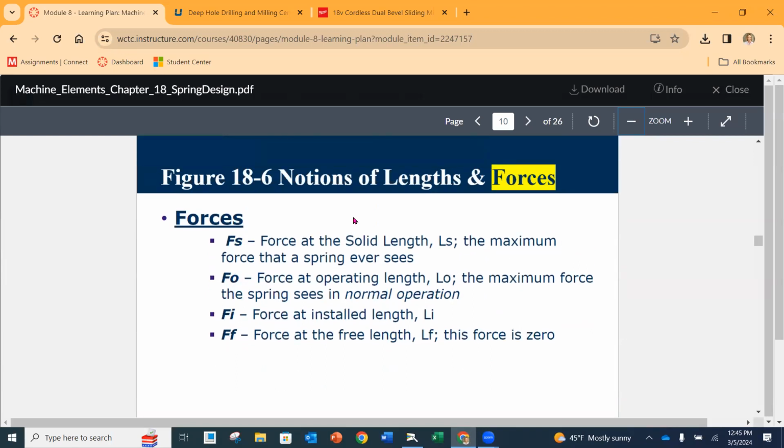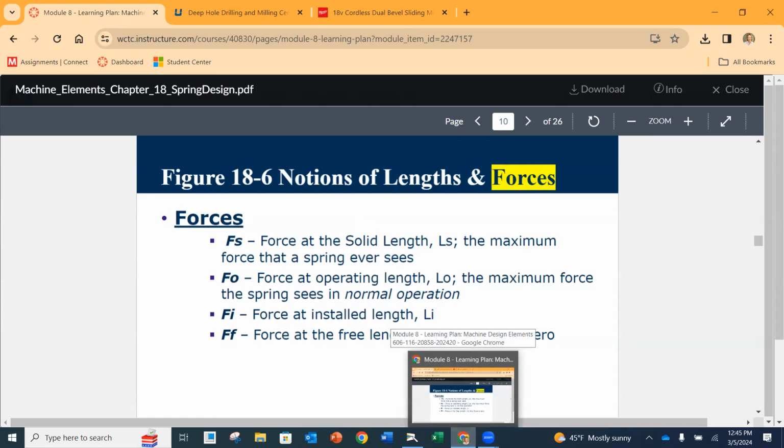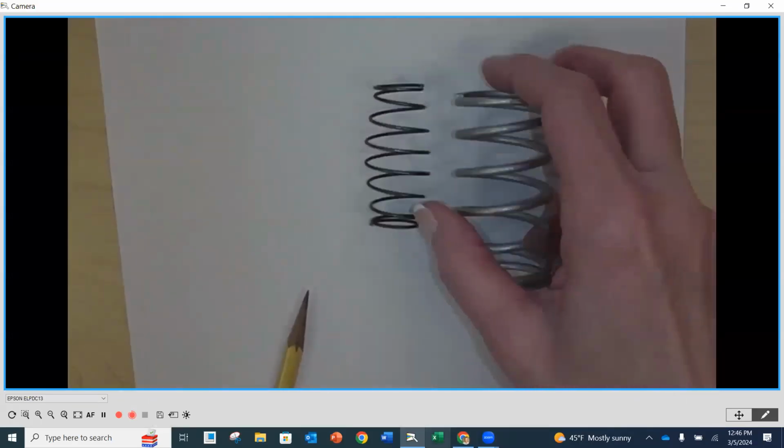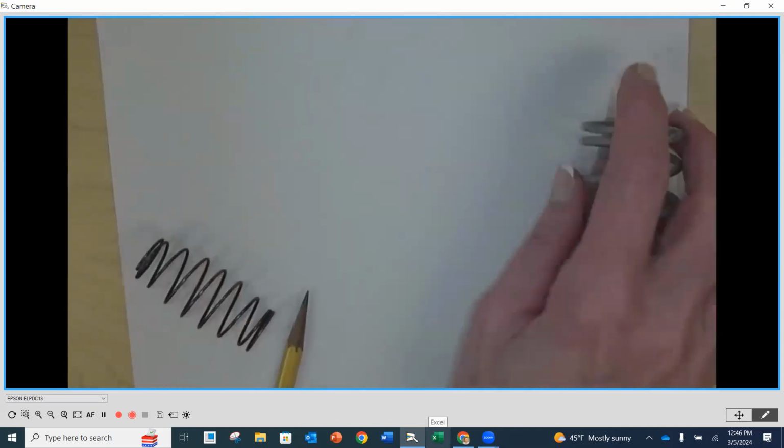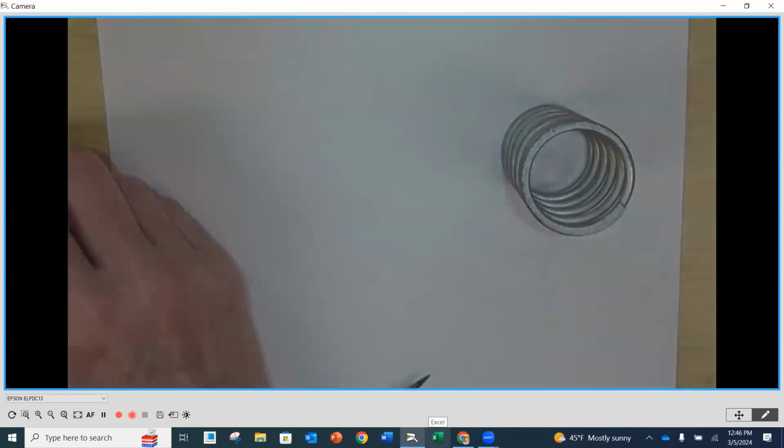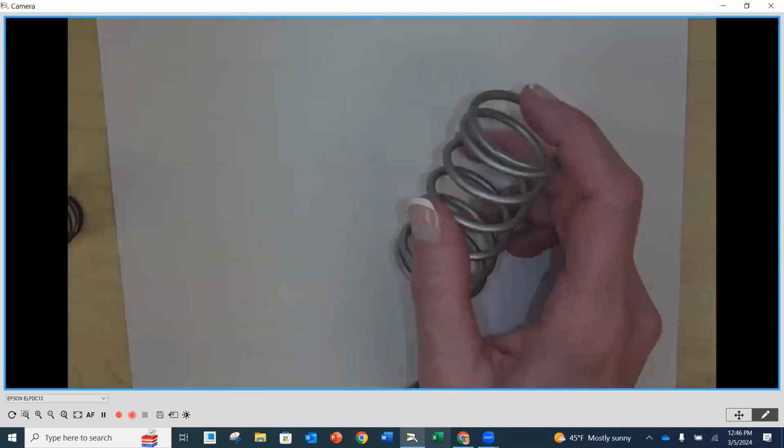Now, there's going to be forces associated with each one of these lengths. So there's a force at the solid length, a force at the operating length, a force at the installed length, and then a force when we have our free length. So starting with the force at the free length, you can imagine when it's just sitting and the length of the spring is free to just be what it is, the free length force is 0. Okay. It's just what it's doing when it's sitting here right now. So free length force is always 0.